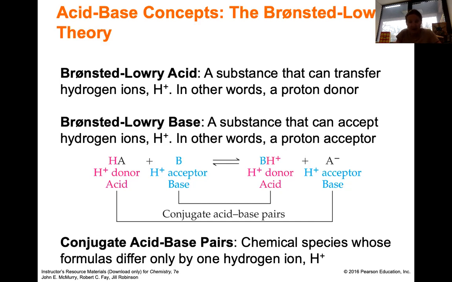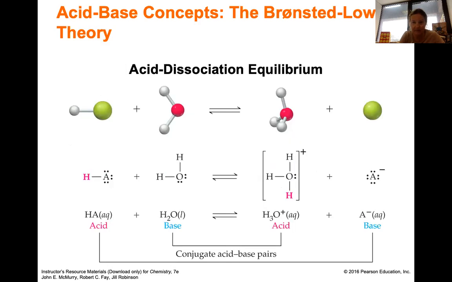So these are conjugate pairs, so conjugate acid-base pairs in the Bronsted-Lowry theory, where the HA is the acid. When it gives up its proton and it's A minus, then that's the conjugate base of that particular acid. So the same thing with the base. It's a base on the left-hand side. When it picks up the proton, it becomes an acid, the conjugate acid of that base.